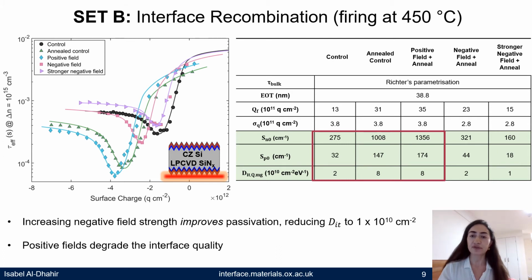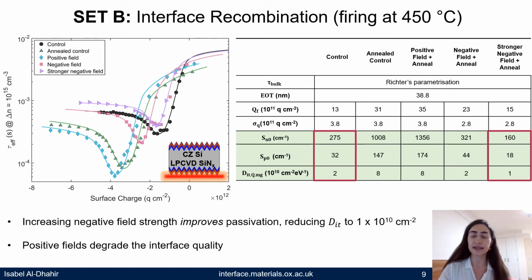Annealing in the presence of an extrinsic positive surface field resulted in similarly poor levels of chemical passivation. On the other hand, annealing in the presence of a negative surface field showed that the same high levels of interface passivation are maintained as the control, as the density of interface states remains constant at approximately 2 times 10 to the 10.